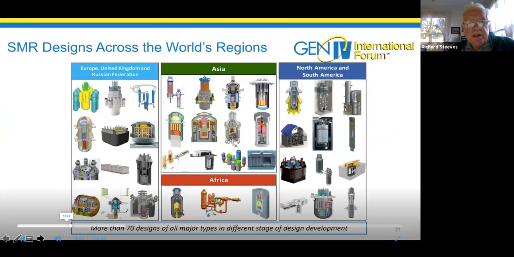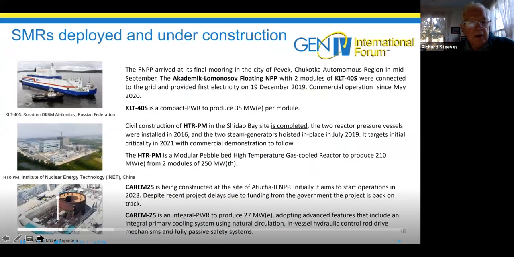And these are some of the designs pictured on the left here: Europe and UK, Asia in the center, Africa down here, North and South America over here. So really quite impressive. And I think these designs are not just empty designs. I know there's a lot of competition and we need to get more uniform in their design, but surely some of them will move ahead fairly quickly.